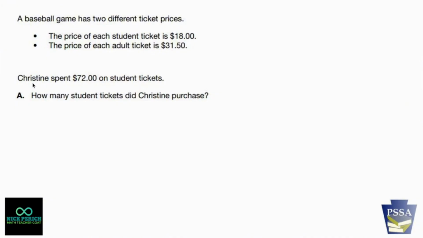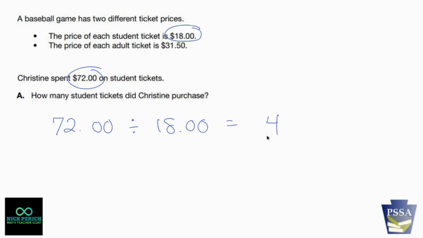Part A: Christine spends $72 on student tickets. How many student tickets did Christine purchase? Well, she only cared about the student tickets, which were $18, and she only bought that many dollars worth of it. So this is a division problem because you're splitting it up. 72 divided by 18. You could use a calculator for this, and when you do, you end up with 4 exactly.